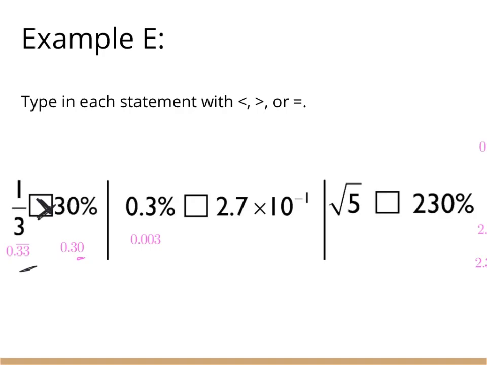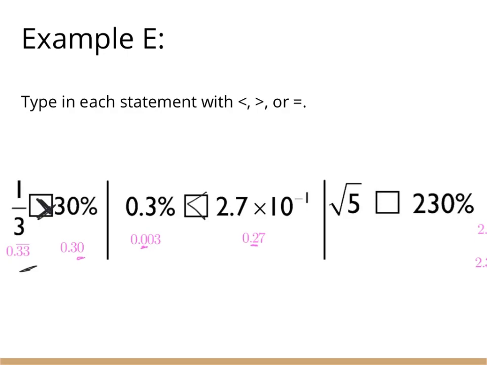Now I've got my 2.7 times 10 to the negative first. So I've got a negative exponent, so I know I'm going to be moving to the left. I've got 1, so I know I'm going to be moving my decimal place 1 point. And when I do that, I'd end up with 0.27. So now I need to compare and see which one is larger. I've got a 2 here. I've got a 0 here. So my 2 is going to be larger than my 0. So I know that the 0.3% is less than 2.7 times 10 to the negative first. Let's take a look at my last problem here.